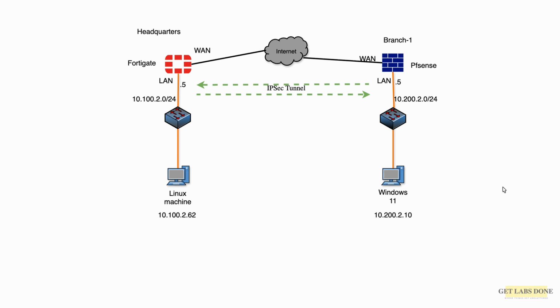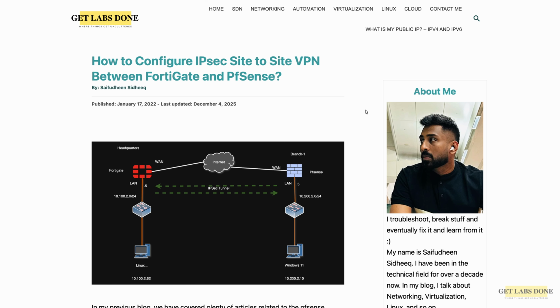In the last few videos, we have looked at how you can set up an IPsec site-to-site tunnel between FortiGate firewalls, pfSense firewalls, Palo Alto firewalls, and so on. In this one, we are going to see how you can set up an IPsec site-to-site VPN between a FortiGate firewall and a pfSense firewall.